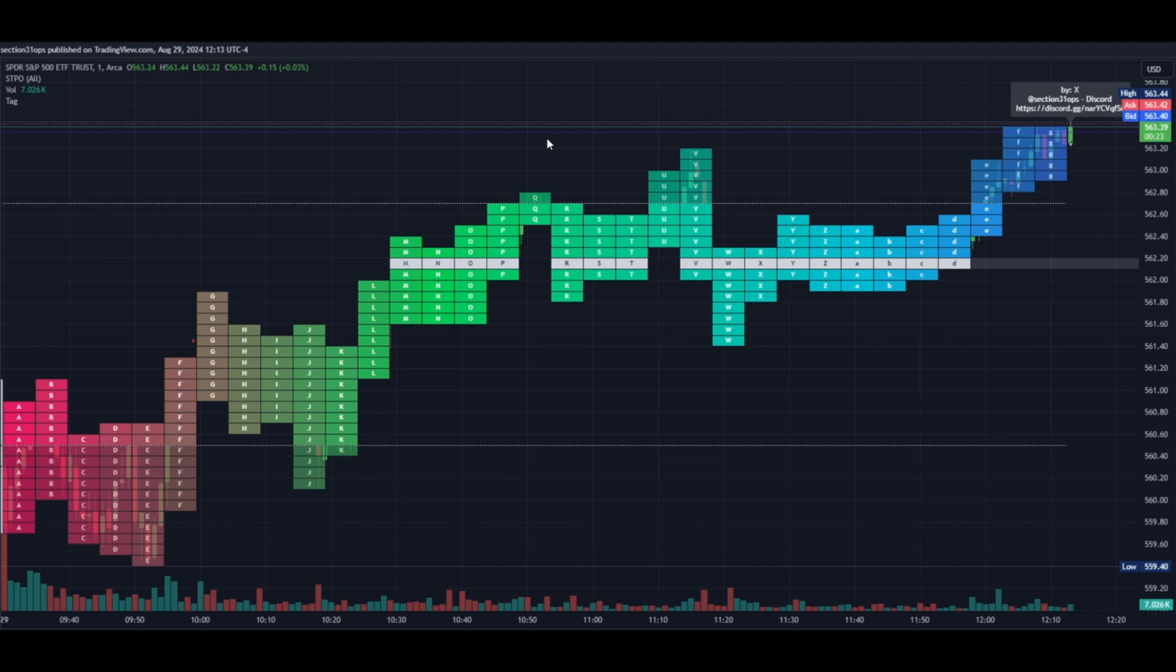In auction theory, market profile is based on the auction market theory, which suggests that markets are constantly in a state of auction between the buyers and the sellers, and this tool helps traders understand where market participants see value. And so it becomes a big part of auction theory, which you may have heard.